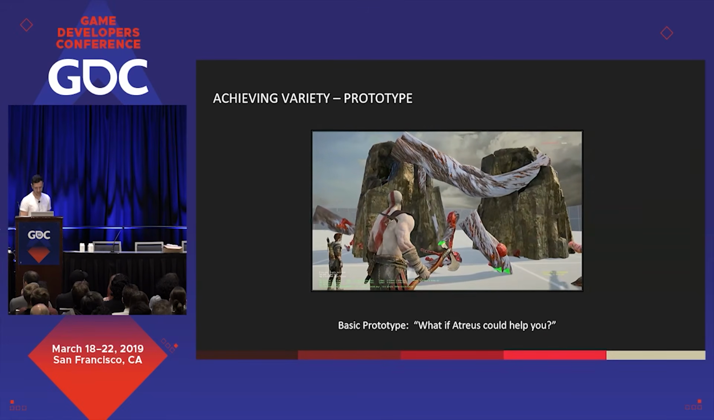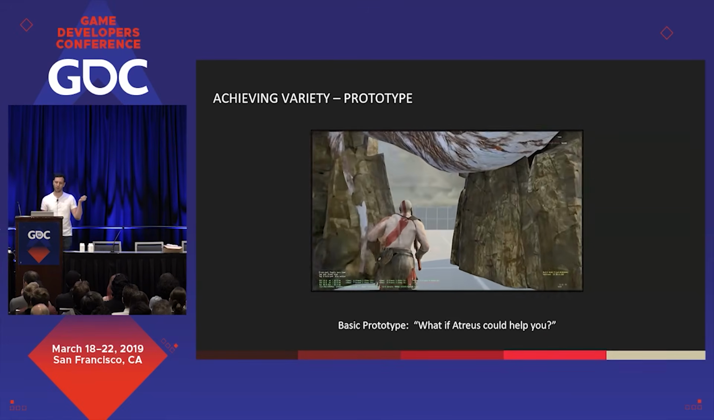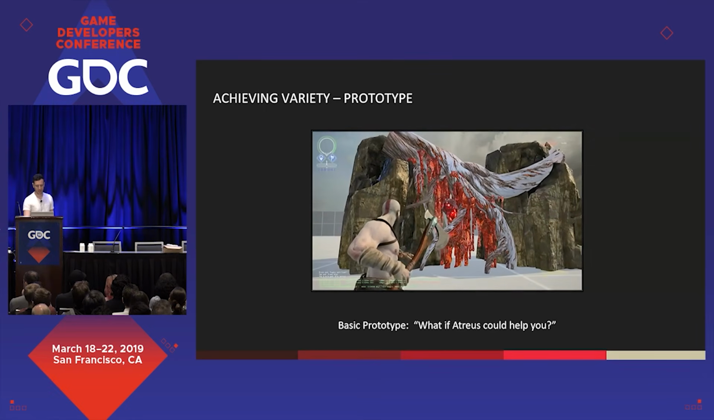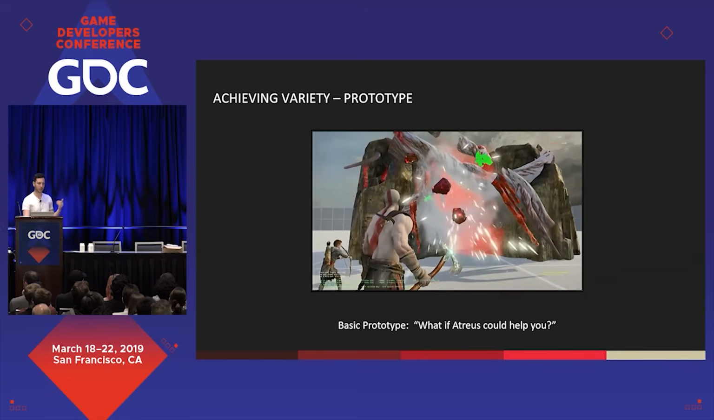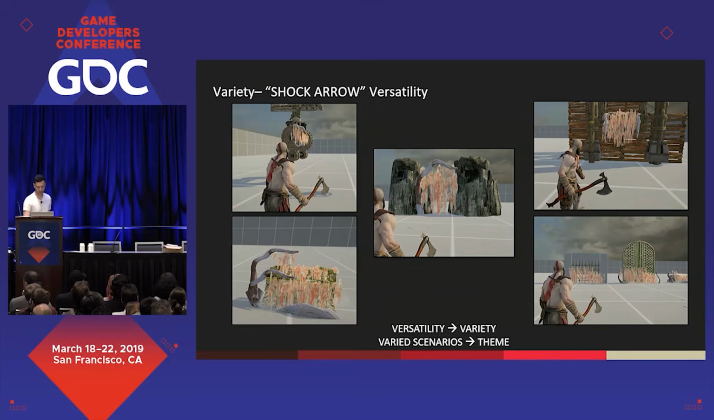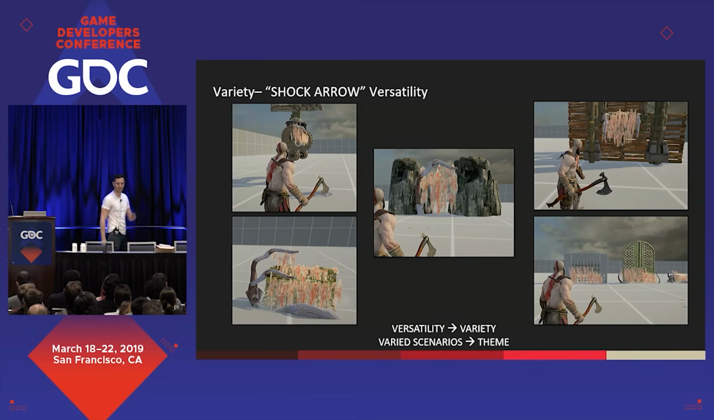So it was added to Atreus's bow. Basically, you press square, and Atreus fires the arrow for you. It's pretty simple, but as I mentioned, our desire is to create father-son connection and also give the level designers a lot of versatility in scenario design. As you can see here, this mechanic is awesome because it can be used on tons of different stuff.